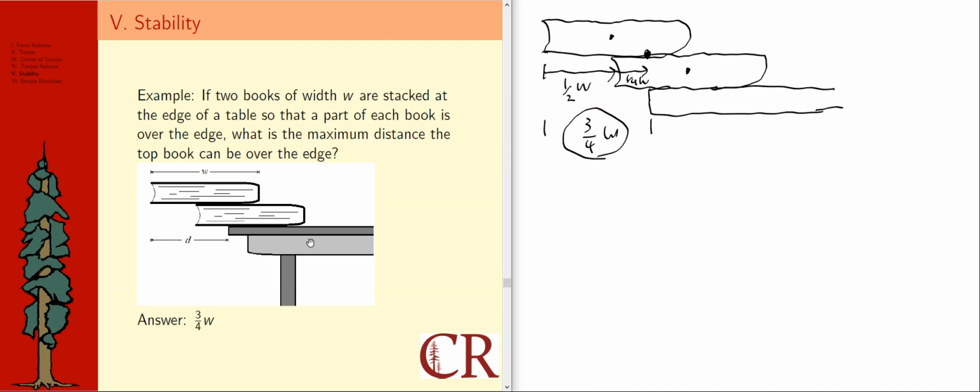And it's kind of cool how you could arrive at that in a very conceptual way, based on the idea of stability and how that relates to where the center of mass is relative to the support base of an object or even a two-object system.